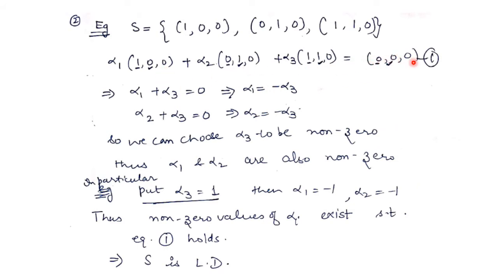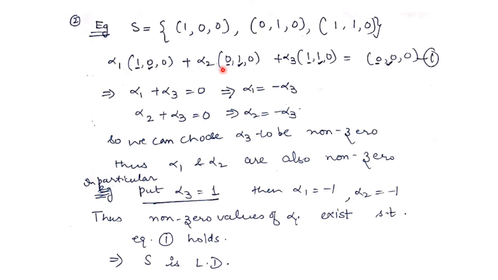And third equation is 0. Right? So we have two equations in three unknowns. Clearly it has infinitely many solutions, because from the first equation we will get alpha 1 is nothing but minus alpha 3, alpha 2 is nothing but minus alpha 3 from the second equation. Okay, so we can take alpha 3 to be non-zero. We will get the value of alpha 1 and alpha 2 also non-zero.